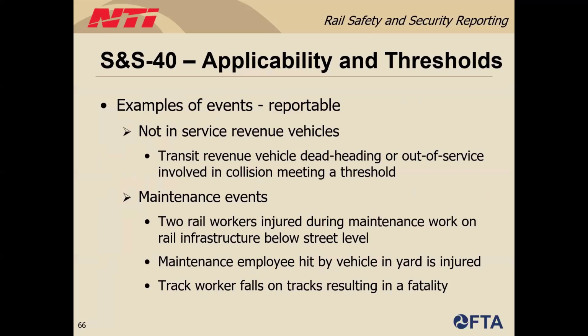One example of a reportable collision is if a deadheading or an out-of-service vehicle is involved in a collision meeting a reportable threshold. It is reportable. Maintenance-related activities are included in reporting. Here you see a few examples of maintenance-related activities that are reportable. Two rail workers are injured in a manhole while providing maintenance on rail infrastructure below street level. A maintenance employee is hit by a vehicle in the yard and is injured. Or a track worker suffers a fatal fall onto the tracks.